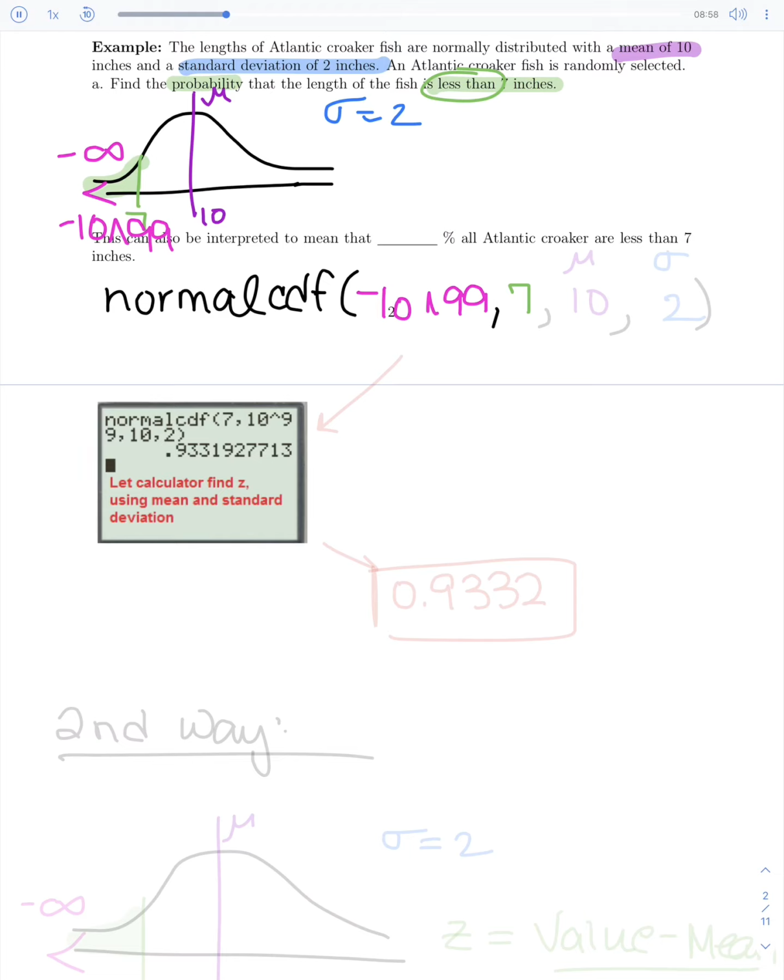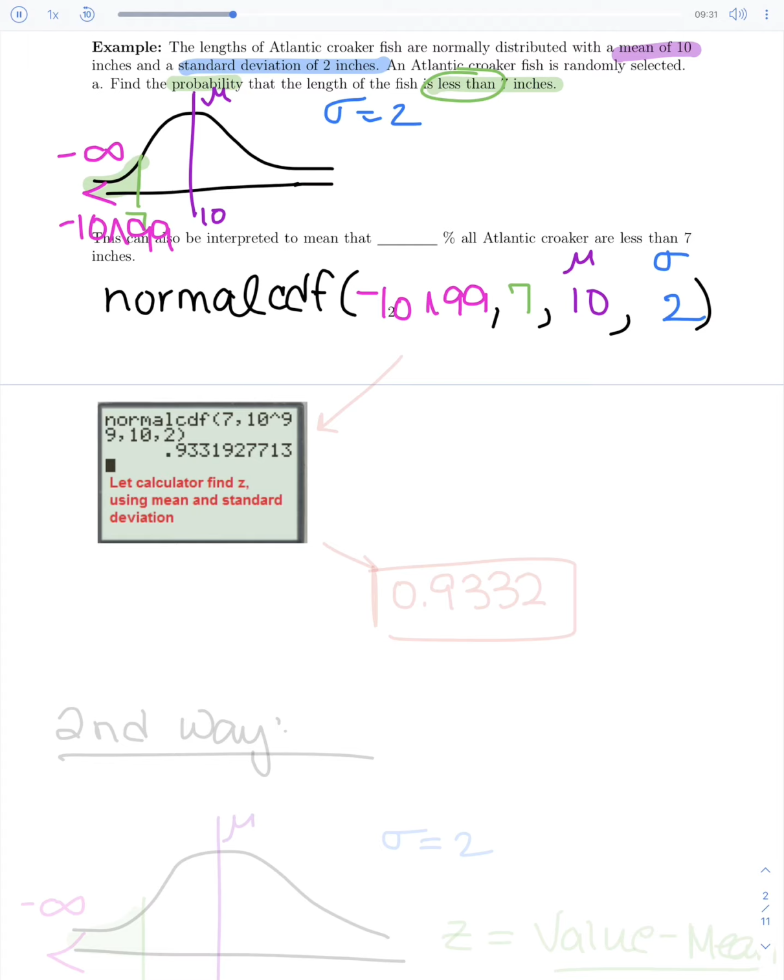Now, because we didn't convert the 7 into a z-value, we have to give our 2 extra pieces of information. The first one always has to be the mean, the 10. Our mu has to come first, always. Then our standard deviation always has to come second. The sigma, which is 2. And the calculator will do all the heavy lifting in the background. It will figure out what the probability is by converting the 7 into a z-value. It will do everything for us.